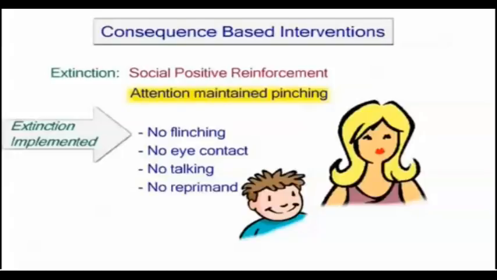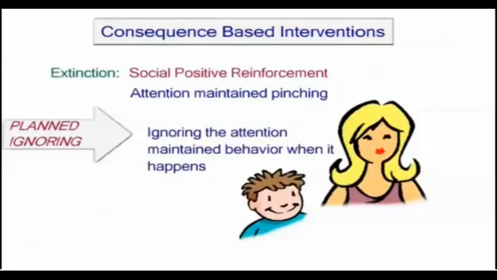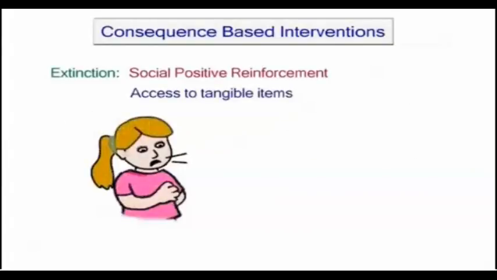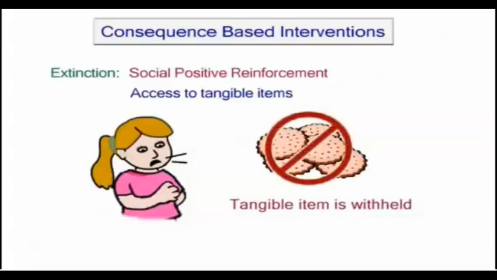Extinction for attention-maintained behavior is also called planned ignoring, because the therapist plans to ignore the behavior when it happens. In the example, the problem behavior was maintained by social positive reinforcement in the form of attention, so attention was no longer provided. In the case of problem behavior maintained by access to tangible items, such as the example of Jenny's whining, the specific snack, toy, or activity that previously reinforced the behavior is withheld.